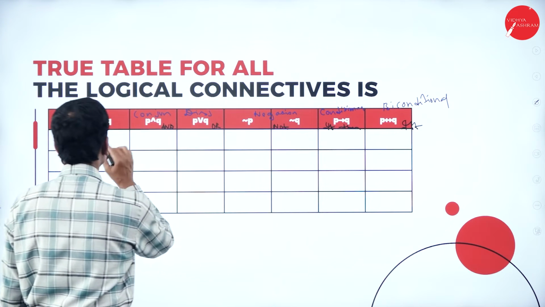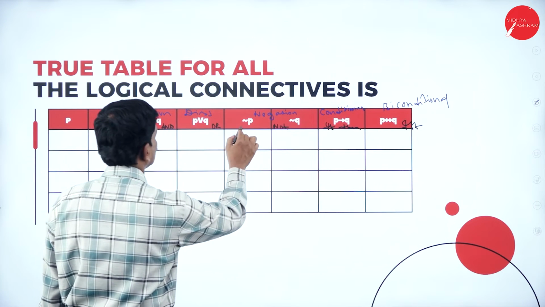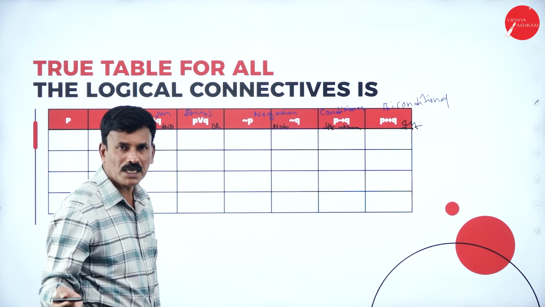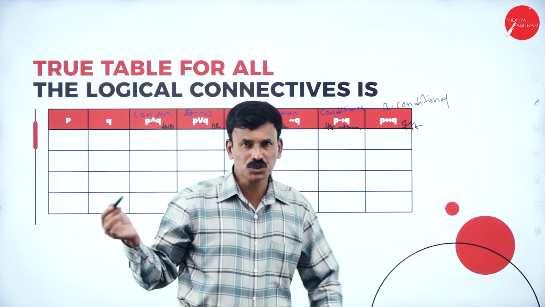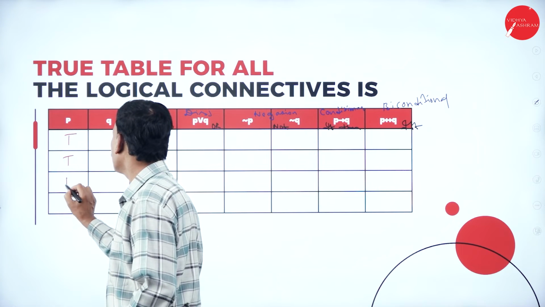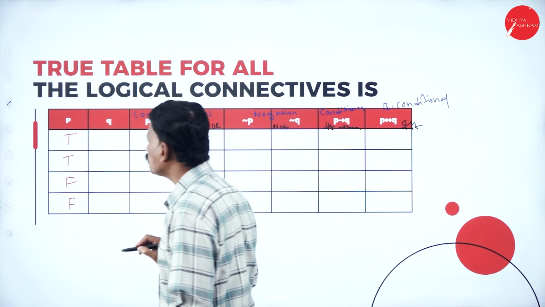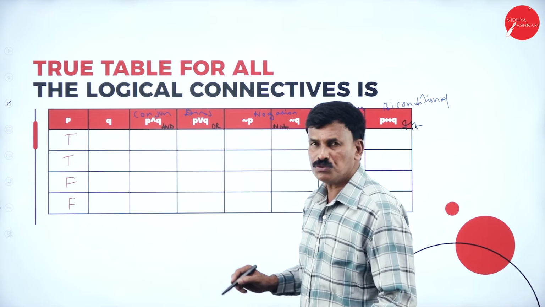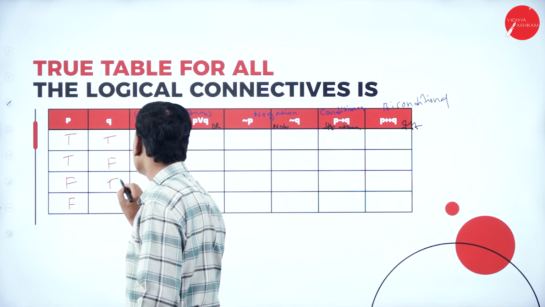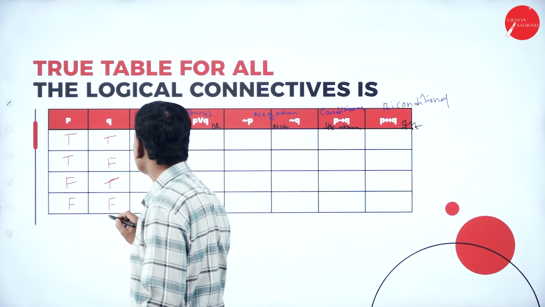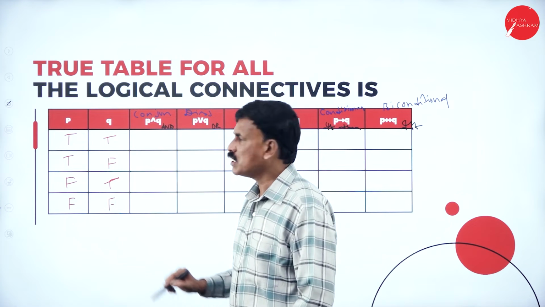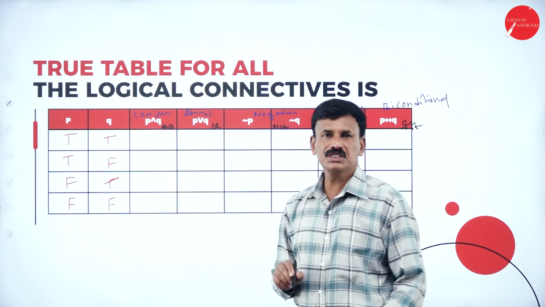So, P, Q, P conjunction Q, P disjunction Q, negation Q, P conditional to Q, P biconditional to Q. As you know, the truth values for P are true, true, false, false, true, true, false, false, whereas for Q they alternate: true, false, true, false, and so on. Now, for conjunction, what is conjunction?